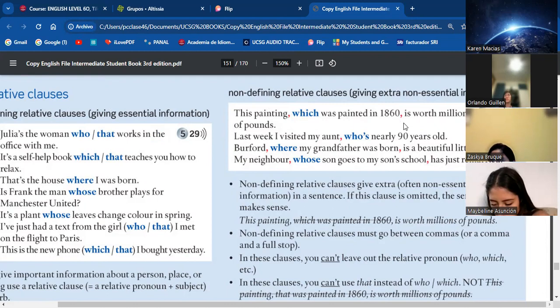Also, if you eliminate that part, the sentence makes sense. This painting is worth millions of pounds. I can eliminate which was painted in 1860. The next one: last week, I visited my aunt who's nearly 90 years old. If I eliminate what is after the comma, I have the sentence, last week, I visited my aunt. So, makes sense, I can understand it. So it's possible, it's okay.